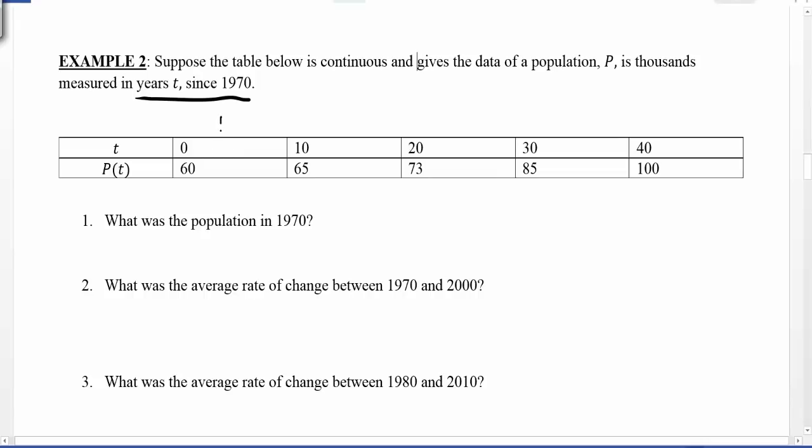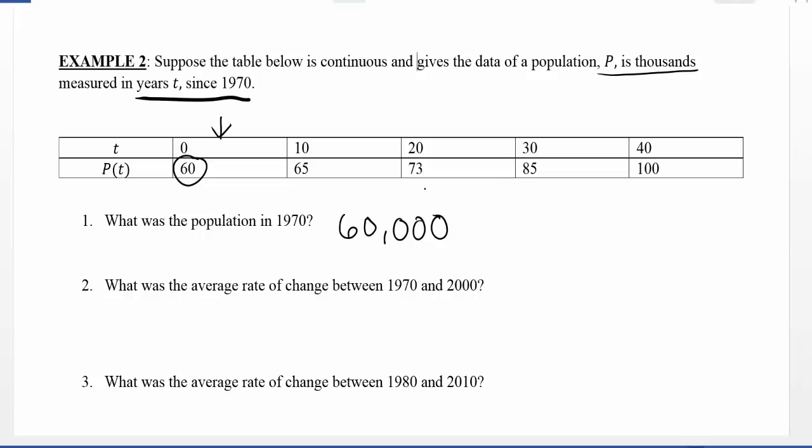So if we go to the data at T equals 0, we know that the population at that time is 60,000, because remember that the population is given in thousands. So whatever this population is representing, in 1970, there were 60,000 in this population.